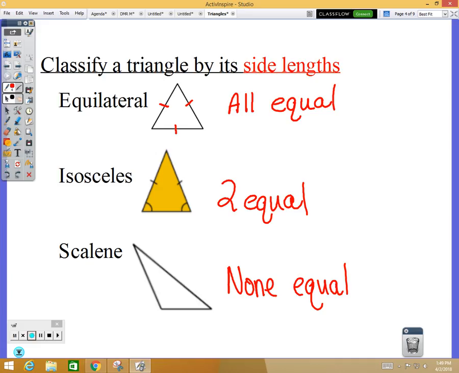In an equilateral triangle, besides all the sides being equal, all the angles are going to be equal as well. Isosceles would have 2 equal sides and 2 equal angles. And scalene, no equal sides and no equal angles. So it kind of goes along with that as well.